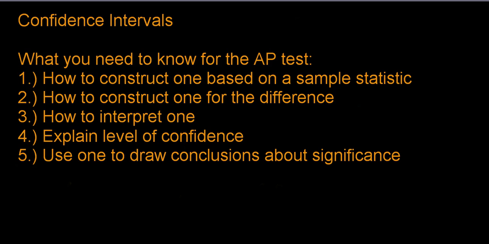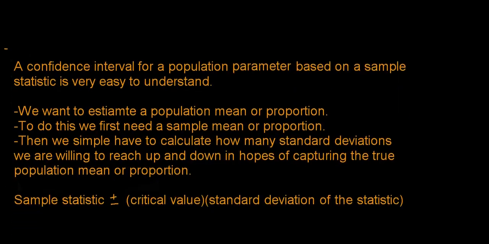You definitely need to know how to interpret a confidence interval. That's really important. That comes up a lot on multiple choice. You also need to know how to explain the level of confidence. So when we talk about being 95% confident, what does that actually mean? A lot of kids accidentally think it's a probability. It is not a probability. And also we need to make sure we understand how we could actually use confidence intervals to draw conclusions about significance. All right, let's jump right into it.